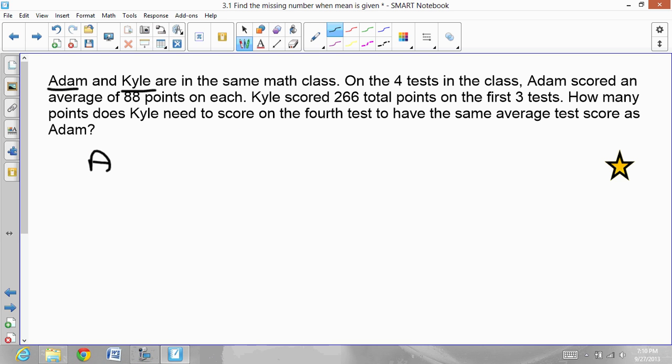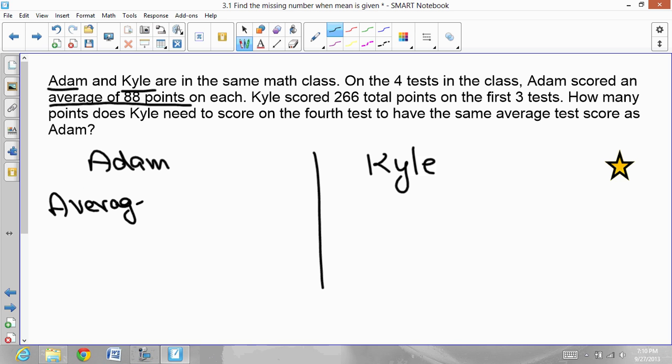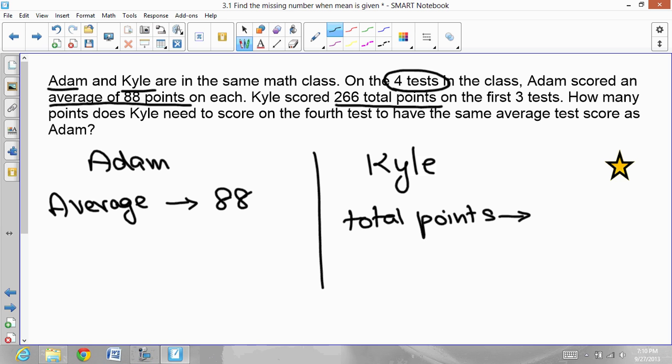Number 1, you got to understand there are 2 people in the question. So let's listen together as Adam and Kyle. That's the first information you get from the first line. Now, on the second line, you got on the 4 tests in the class, Adam scored an average of 88 points. So Adam's average, which is also called the mean, is 88 points. Now remember, this 88 points is for 4 tests. Kyle, on the other hand, scored 266 total points. So Kyle's total points in this case is 266, and this is for the first 3 tests.